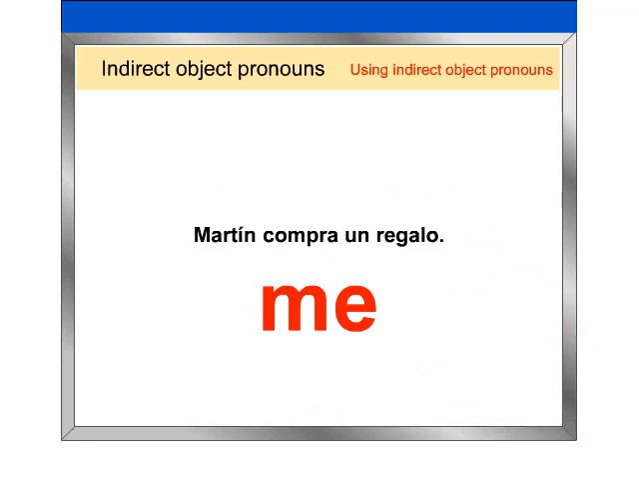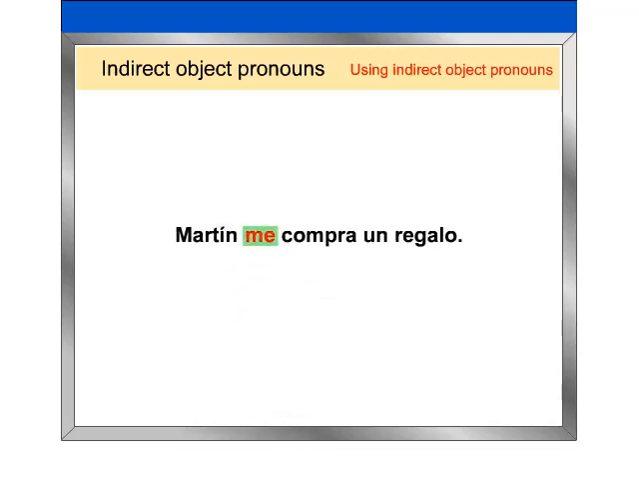Indirect object pronouns are usually placed before the conjugated form of the verb. Martín me compra un regalo. In negative sentences, however, the pronoun is placed between no and the conjugated verb. Martín no me compra un regalo.